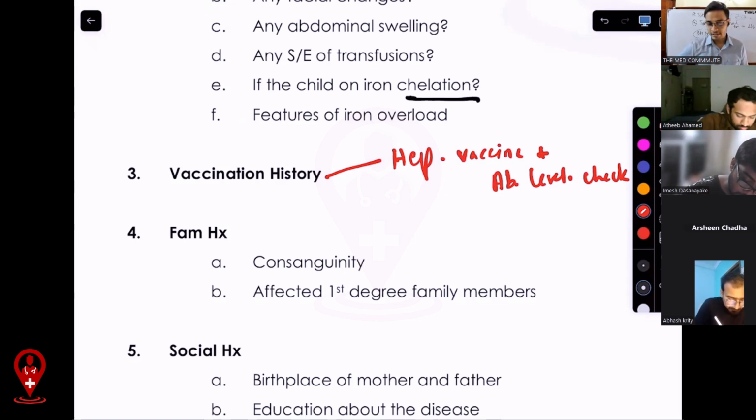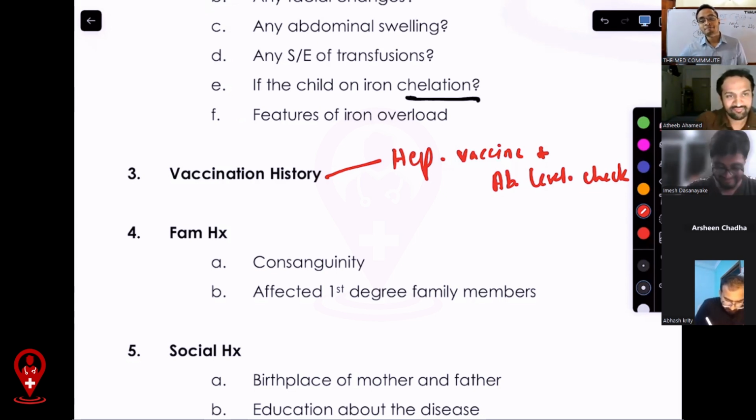We have to ask about consanguinity, because this is an autosomal recessive condition. So consanguinity is one of the major risk factors. So you have to ask, is the mother and the husband, the child's father, related? If the child's father is someone else, then no need to ask. Then that's probably a different condition, not thalassemia.